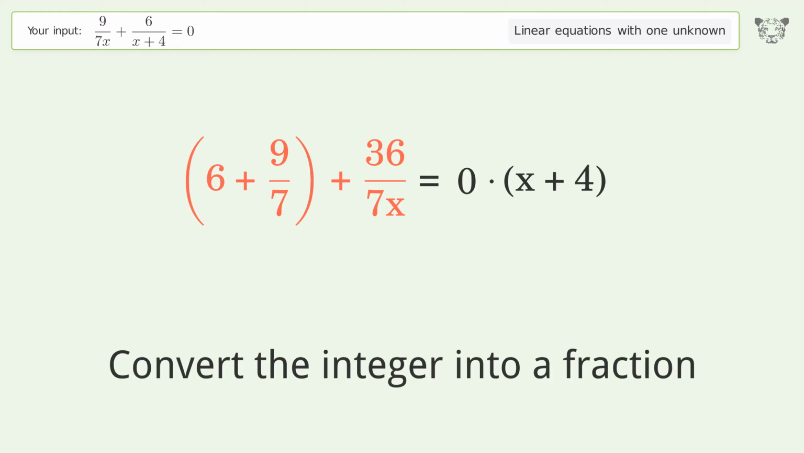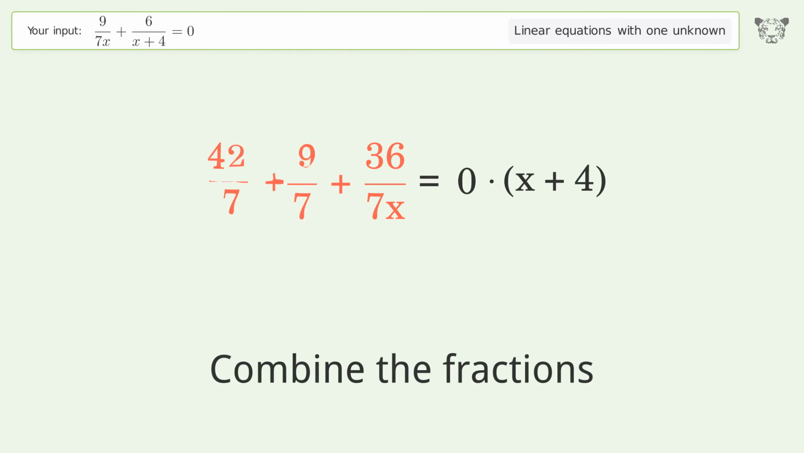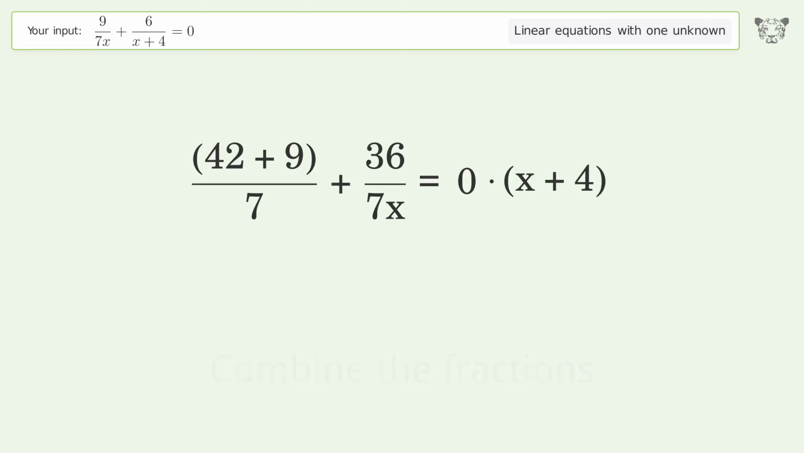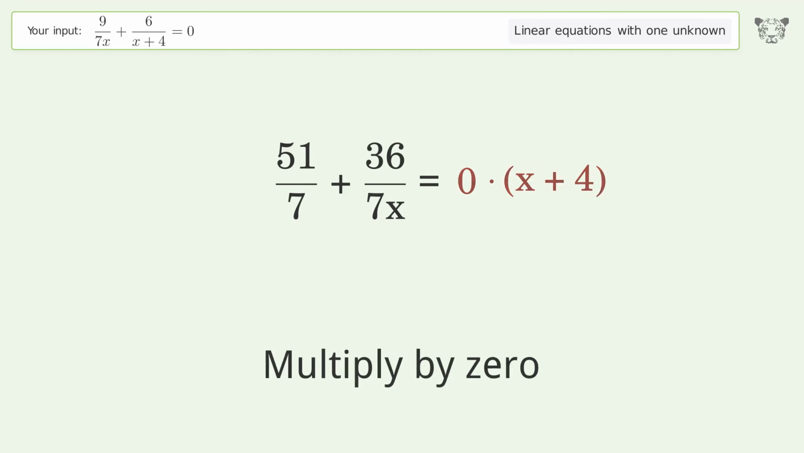Convert the integer into a fraction. Combine the fractions. Combine the numerators. Multiply by 0.